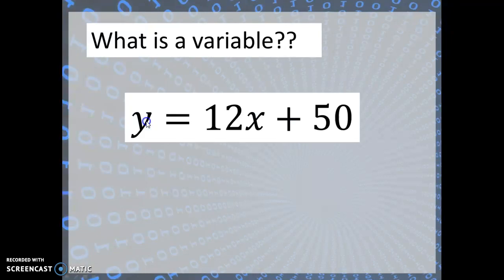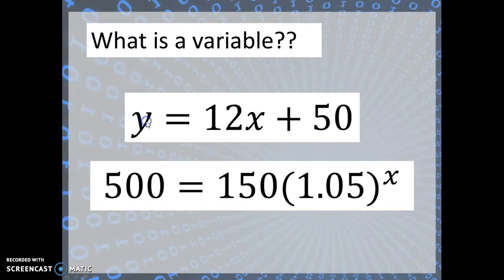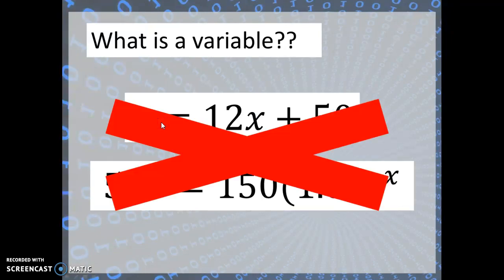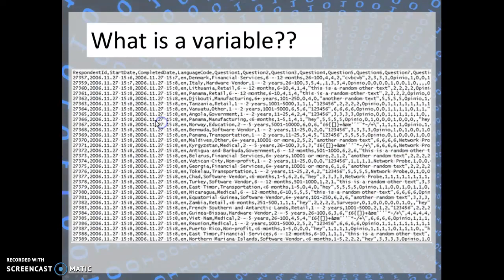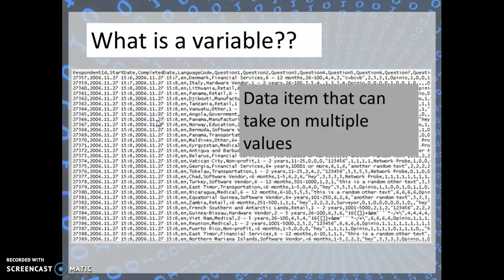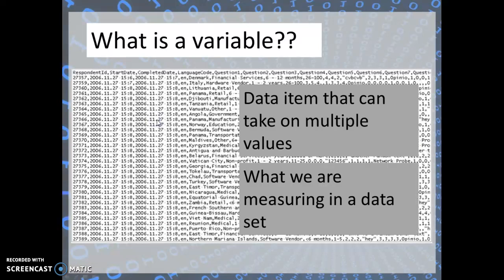If you're thinking about variables, thinking about your old math classes, your solve for X, solve for Y, all that sort of thing, guess what? That's not what we're dealing with. Good news, perhaps. We're going to be talking about big data, so we're going to be talking about data items that can take on multiple values. We'll be talking about what we're measuring in a data set.